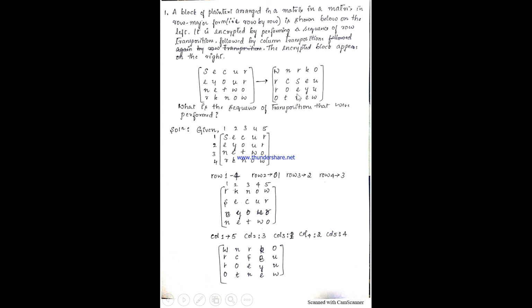Next what we have? E. So E comes here, that is the second row. Second row content should be copied to third row, because E appears in the third row. Next N appears in fourth row. So the nth row content, all of it, copy it here. Now you will get this.